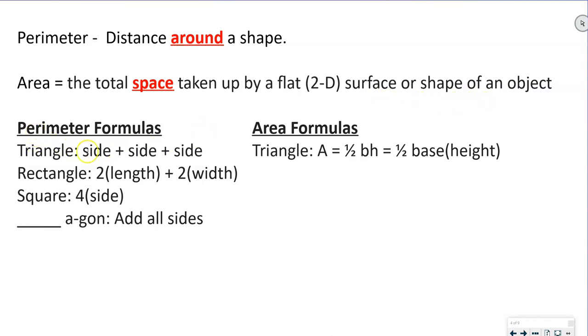When we talk about perimeter with a triangle, we're just going to add the three sides together. With a rectangle, we can do 2 times the length plus 2 times the width. With a square, we can do 4 times the side. Now, if it's whatever-agon, like a pentagon or a hexagon, a pentagon's 5 sides, right? So you'd add all 5 sides. Hexagon, same thing, okay? When we're talking about area, the primary object that we're going to find the area of are triangles, and that's going to be 1/2 base times height, okay? That's what B and H stand for.